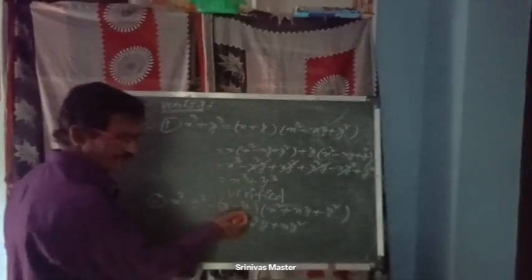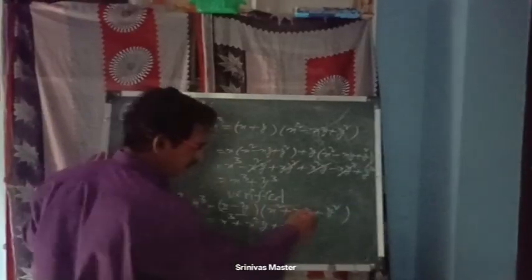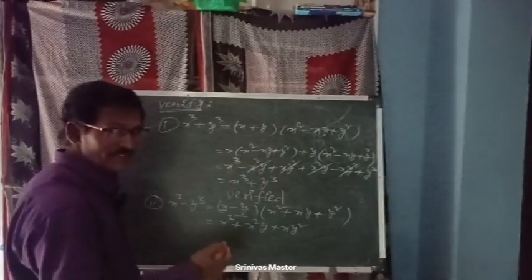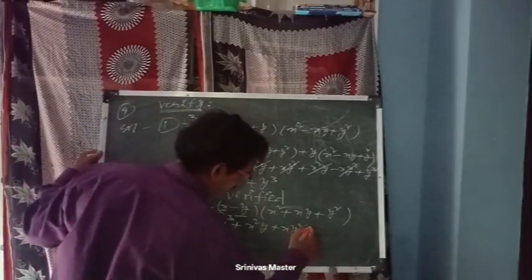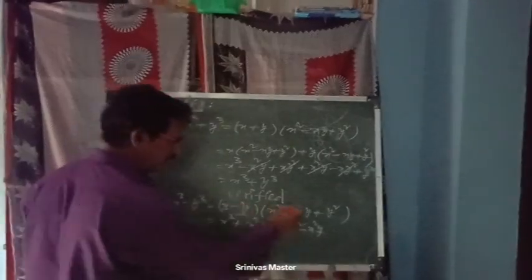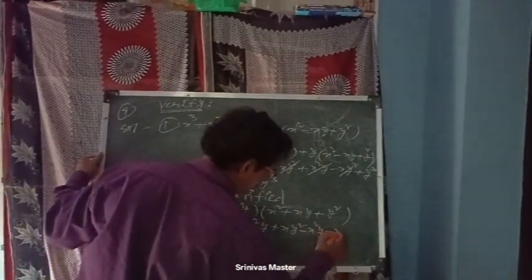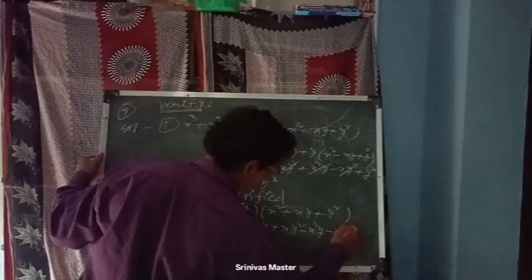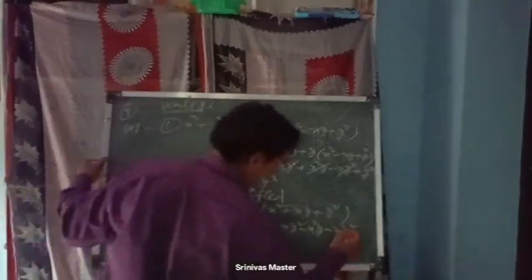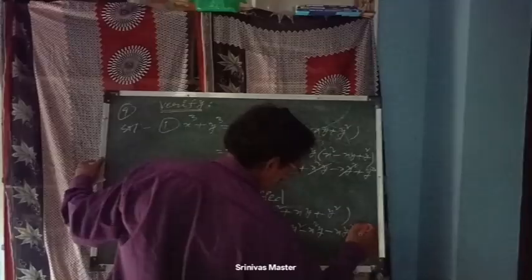Similarly, go to the second term in this. What is the second term? Minus y. Minus y multiply with all these terms. Minus y into x square, minus y x square or minus x square y. Next minus into plus minus, y into xy, minus xy square. Next minus into plus minus, y into y square, minus y cube.